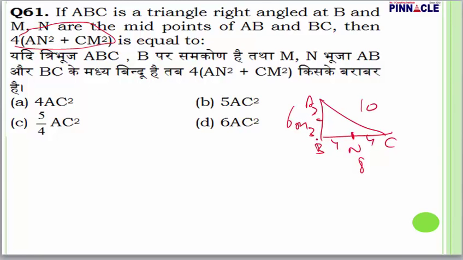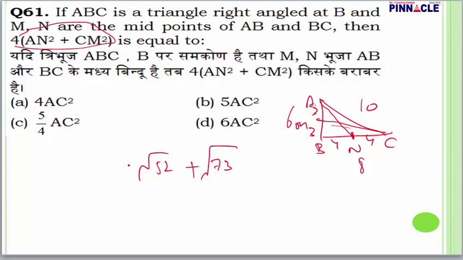And we have to find AN square. AN square would be equal to 6 into 6, 36 plus 16, that is 52. So 52 would be equal to AN square. And here we will have CM square. CM square would be equal to CB and then BM. Here this is 8, so 8 into 8, 64 plus 9, 73.